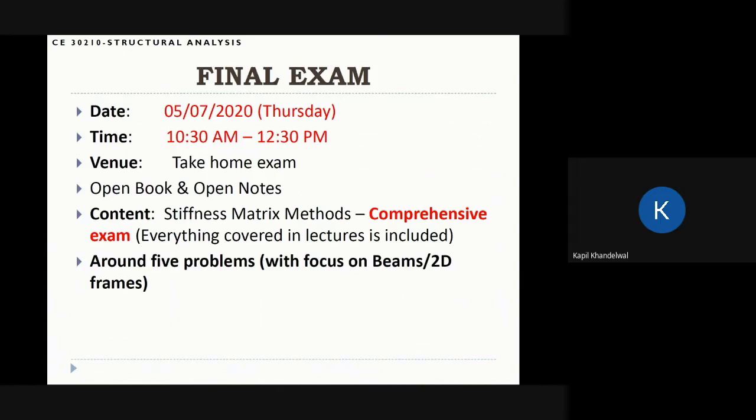I'm planning to have around 5 problems in the final exam, but I have not yet decided. There might be 6 problems, or there might be 4 problems, depending on how difficult or how long the problems are. The primary focus will be on beams and 2D frames, okay? I'm still deciding how to break up the problems, but I'm thinking maybe 1 to 2 problems on trusses, and 3 to 4 problems on beams and frames, okay? So that should give you an idea of the format of the exam.